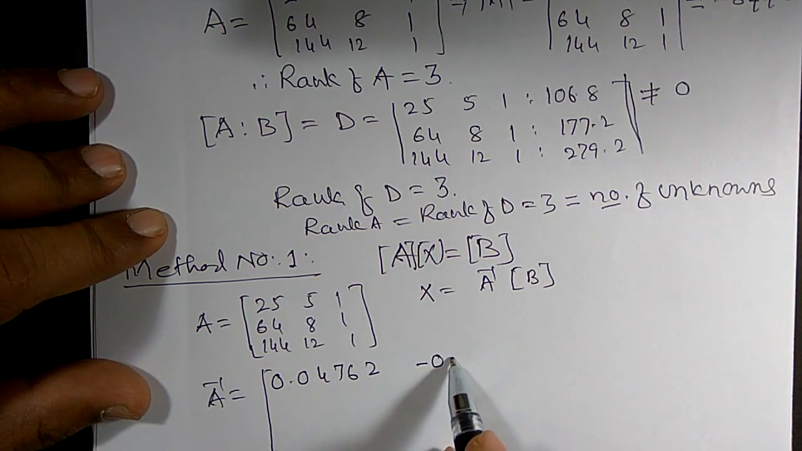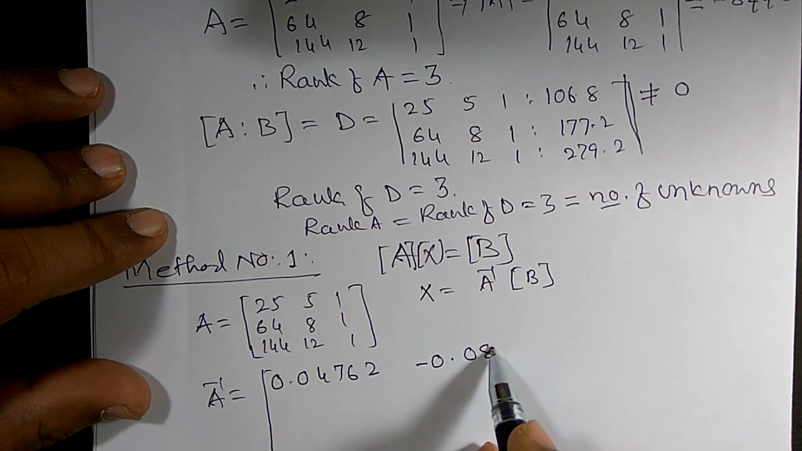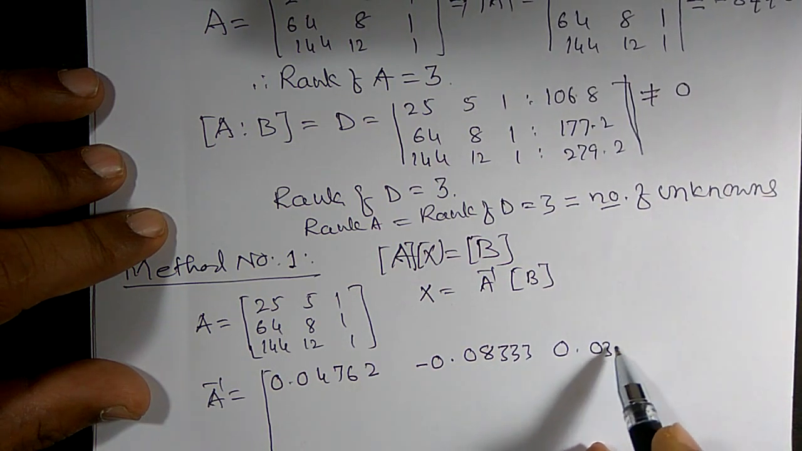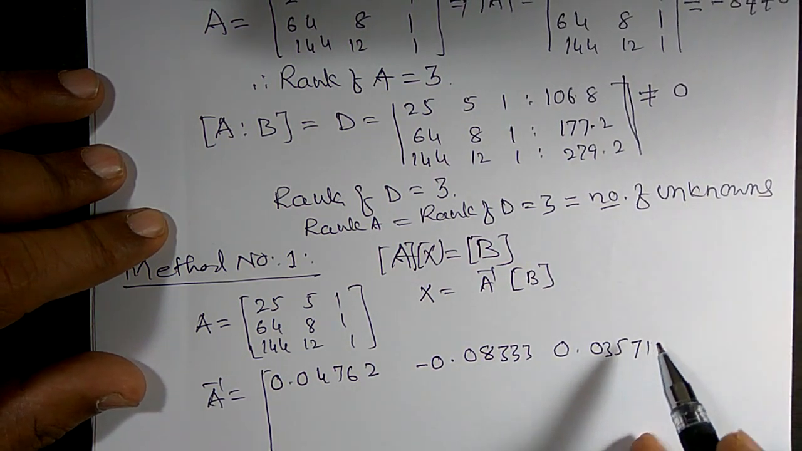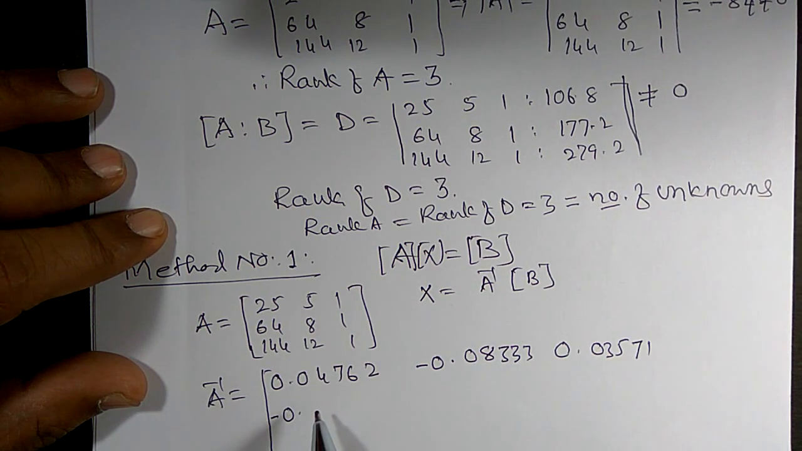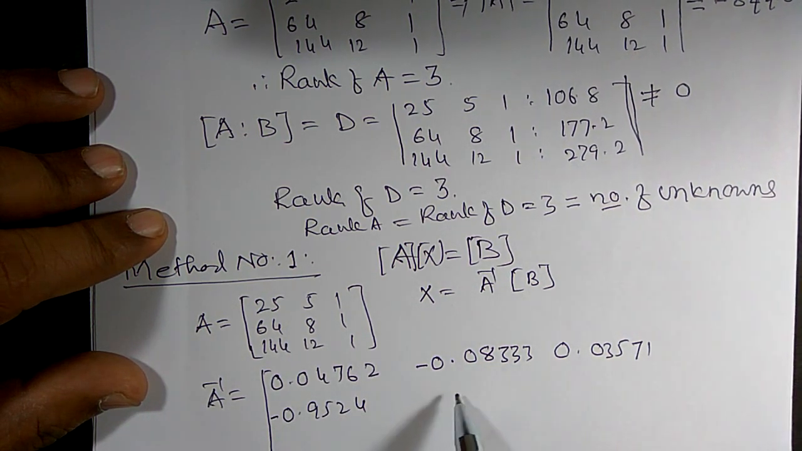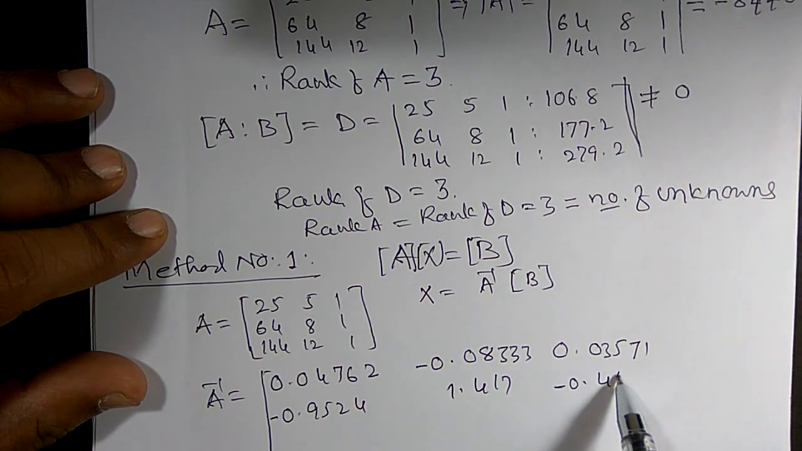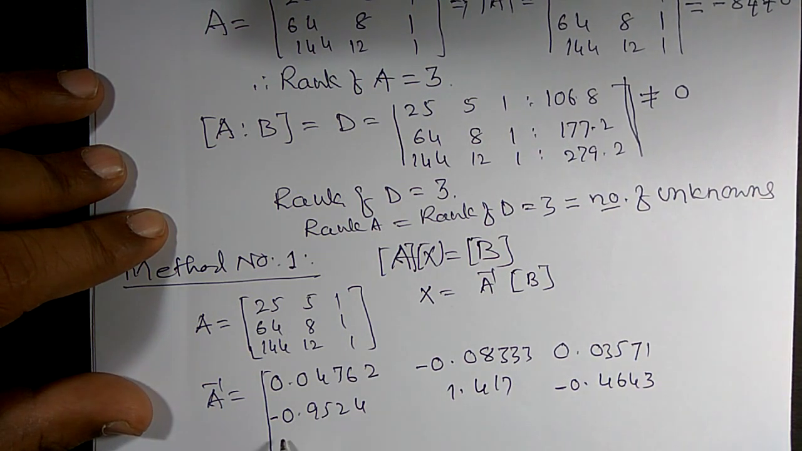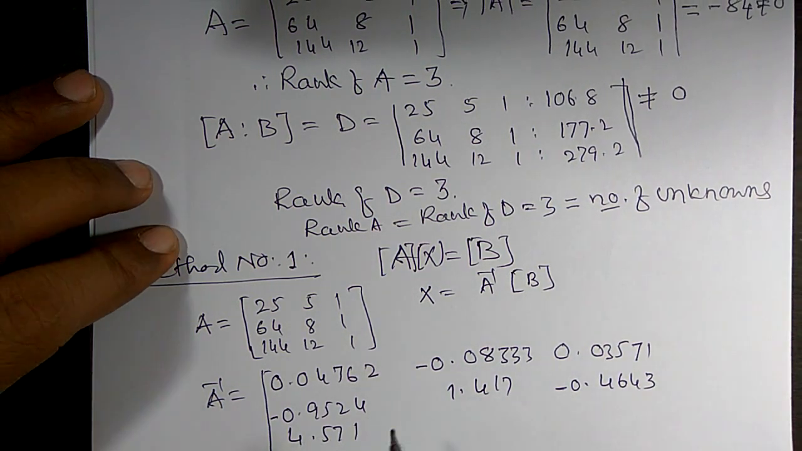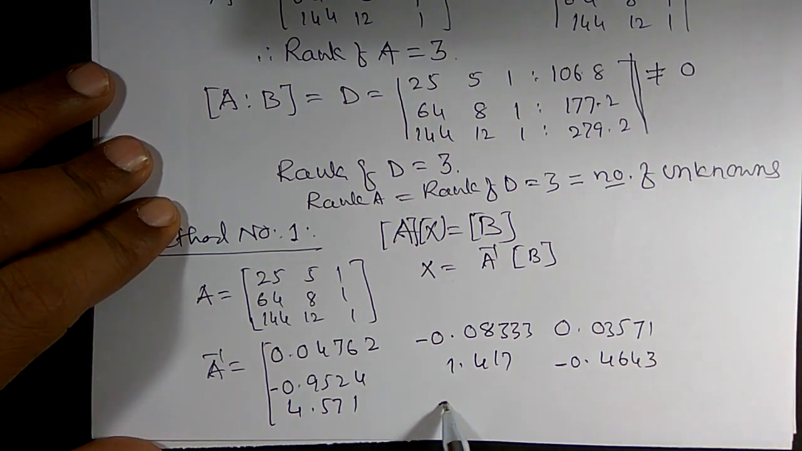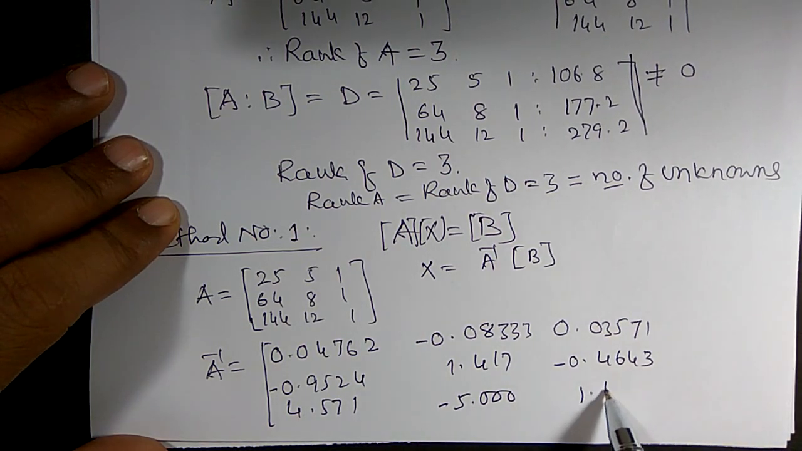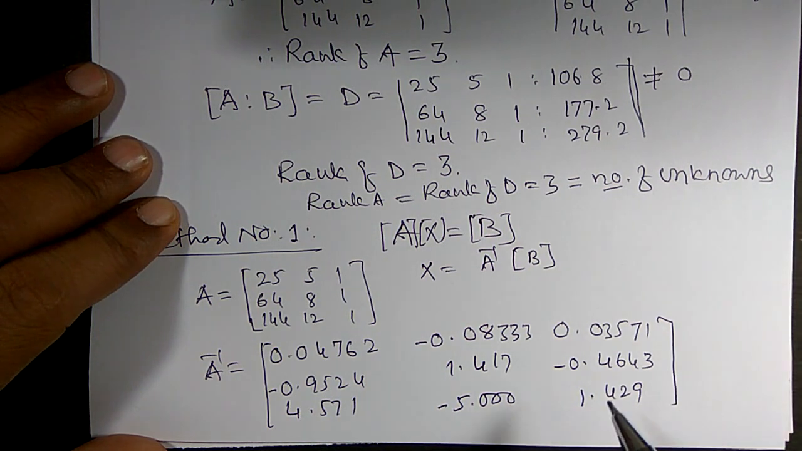0.04762, minus 0.08333, 0.03571. Second row is minus 0.9524, 1.417, minus 0.4643. Last row is 4.571, minus 5.000, 1.429. So this is the A inverse, right?